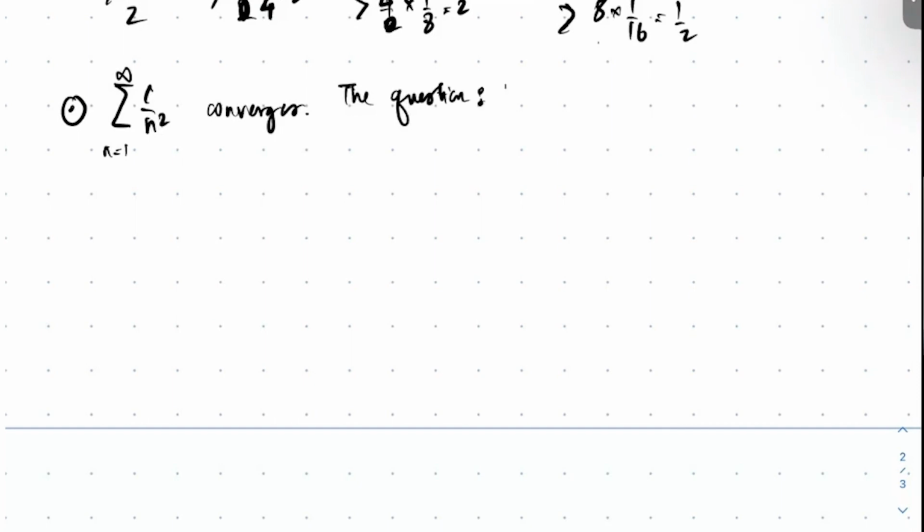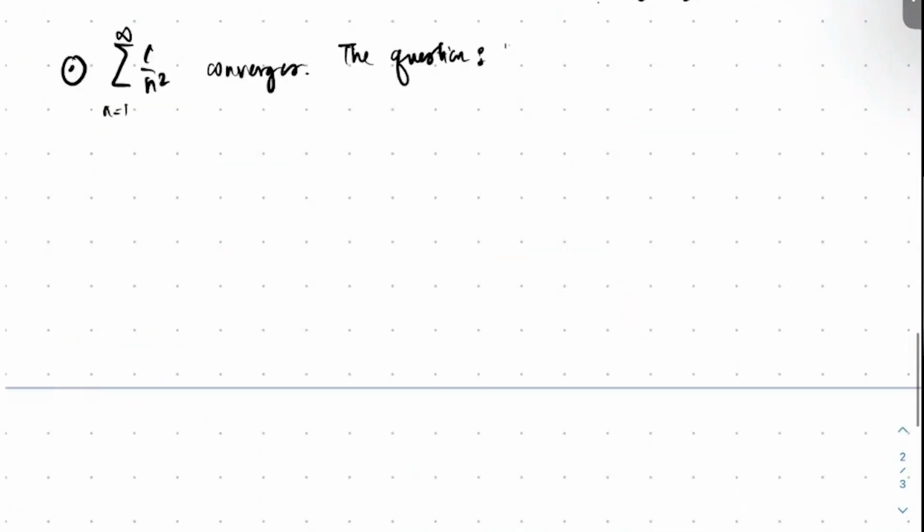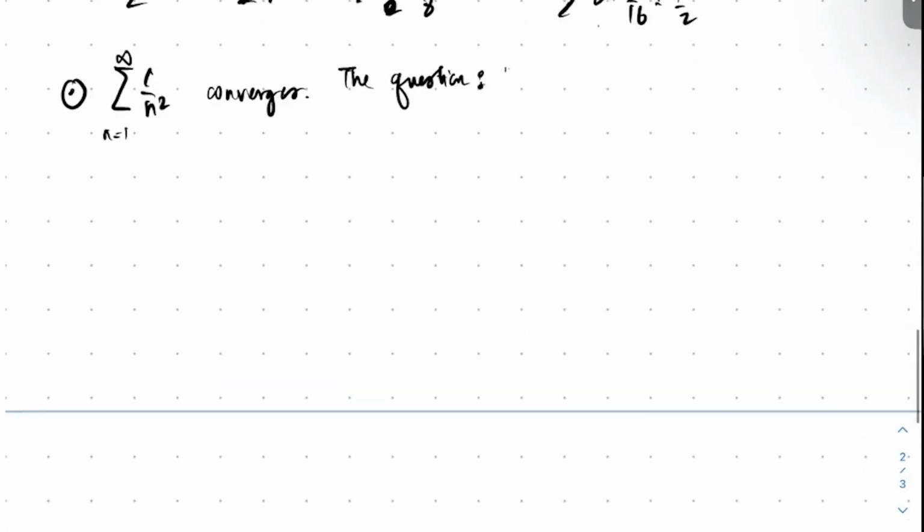The question is that b_n is a partial sum I've defined before. I should have written S_n, but I wrote b_n here. Anyway, it converges. You can show the partial sum converges. How, I will tell you later on.